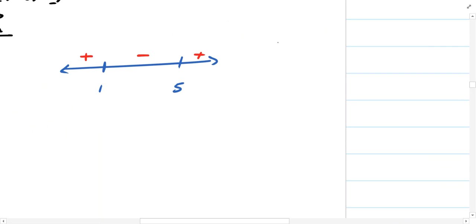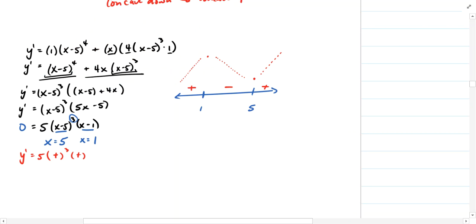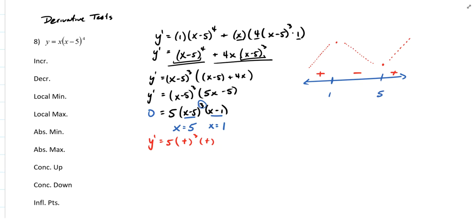So I don't know everything about the graph at this point, but what I do know is that the graph is increasing in this region, decreasing in this region, and then increasing again in this region. And at these two points, at x equals 1 and at x equals 5, we know the graph has a slope of 0.